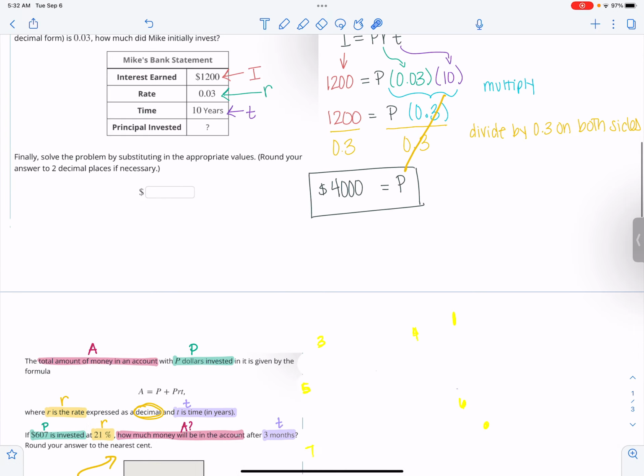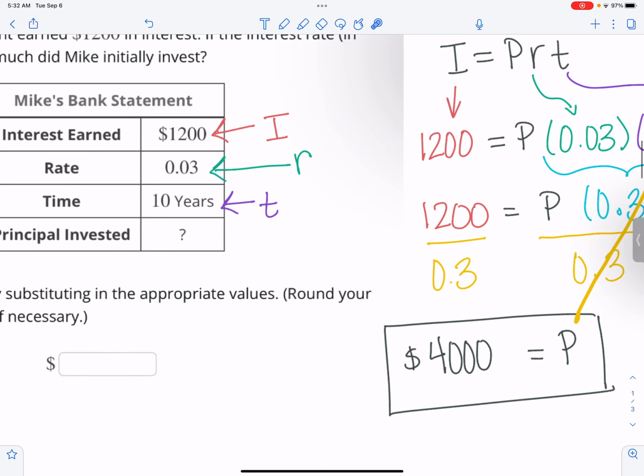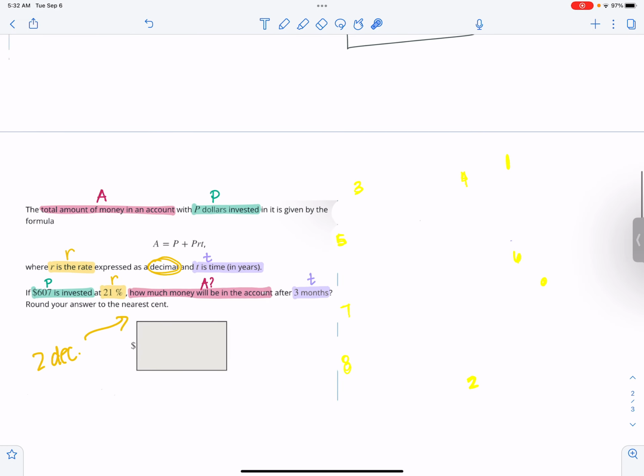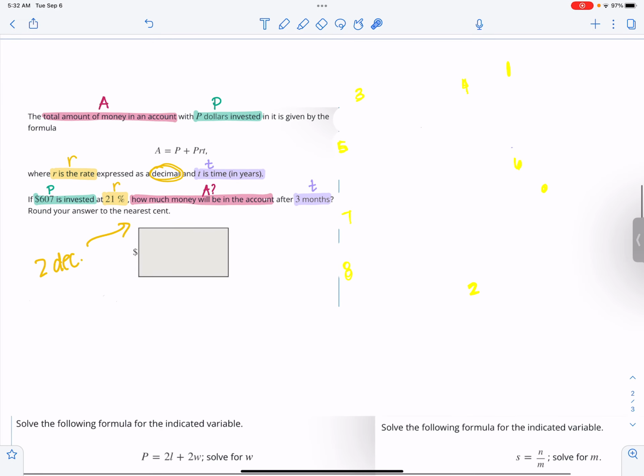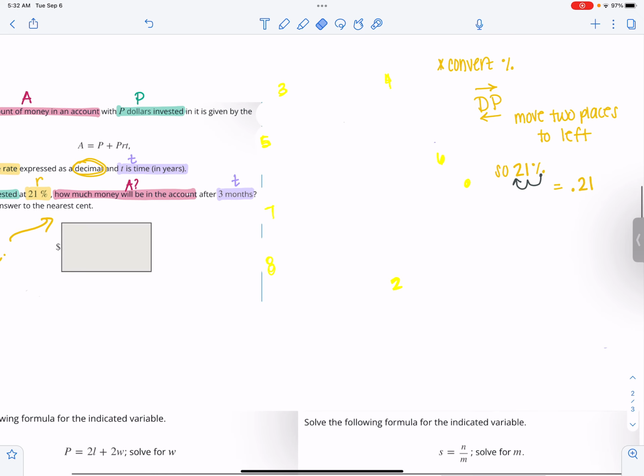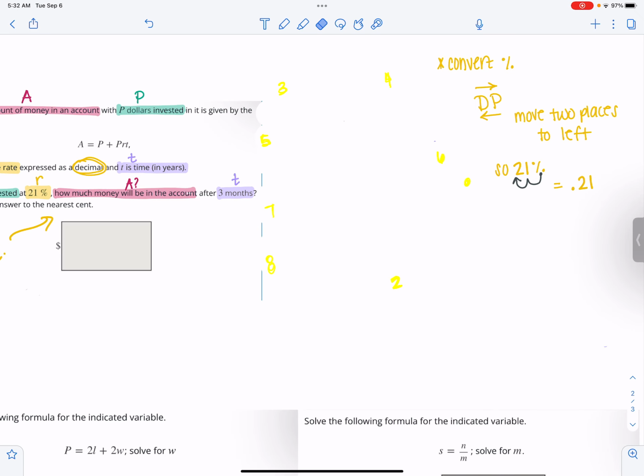Well, before, our rate was already given in a decimal. So the first thing we need to do to get this problem ready is convert the percent to a decimal. When we're converting a percent to a decimal, you are going to use this little shortcut. I like to think of Dr. Pepper, DP. If you're going from percent to decimal, you're going to move to the left. If you're going from decimal to percent, you're going to move to the right.